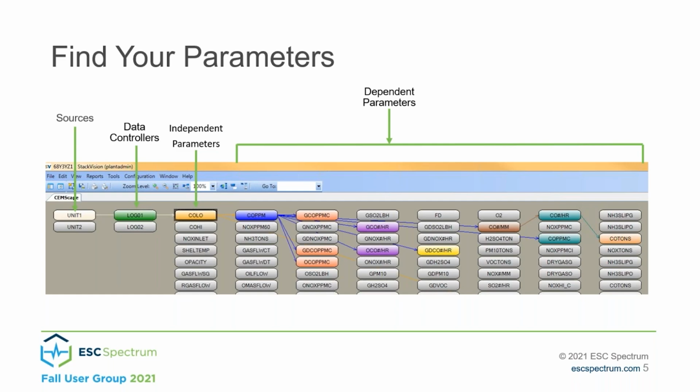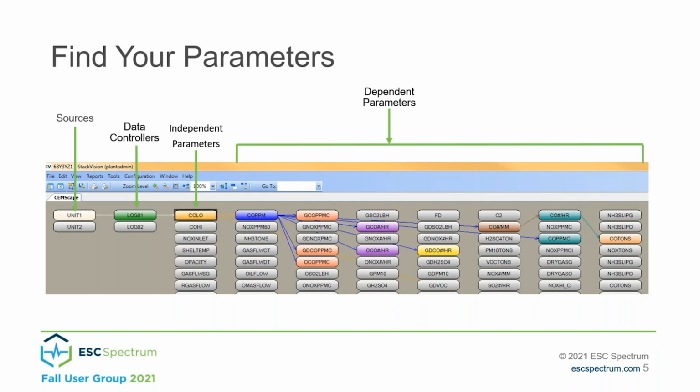When you first click on SimScape, the first thing that will happen is it'll bring up a screen with everything that exists in your system or your configuration. It starts with the sources on the left, then the column next to that is your data controllers, and the column next to that is your independent parameters or raw parameters or time online parameters. Then everything to the right of that are your dependent parameters. It follows this order every single time you open it. So if you're looking for a parameter with a particular equation, stick to the right side of the screen.